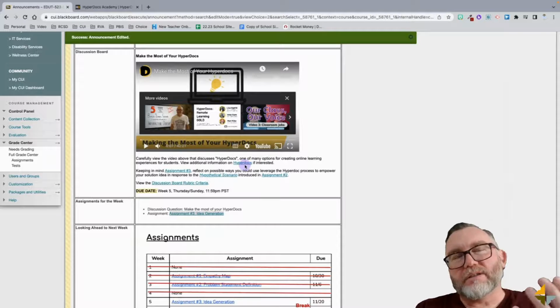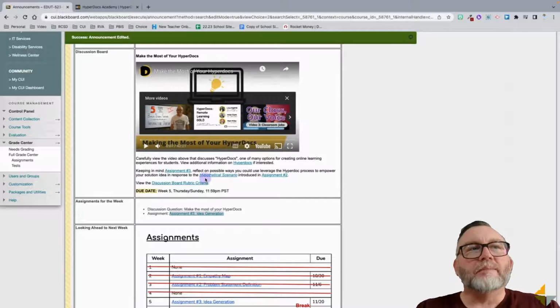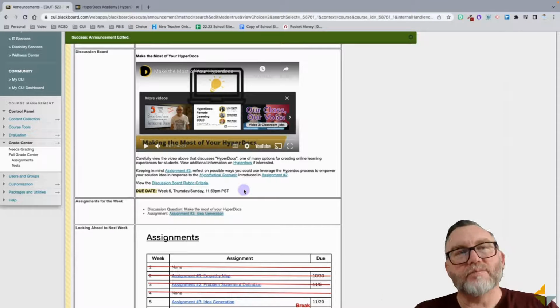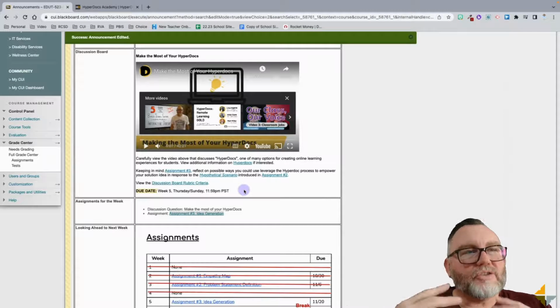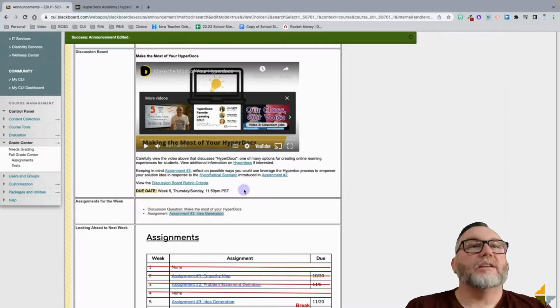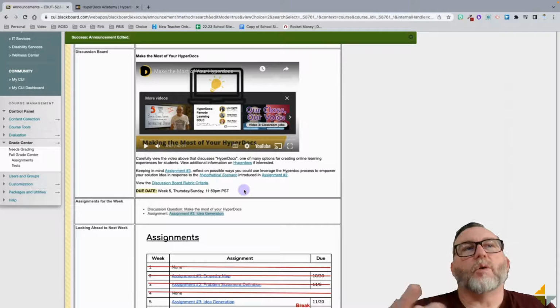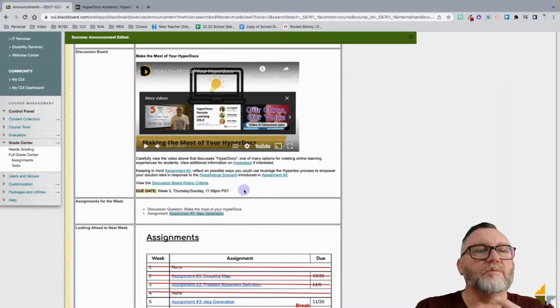And there's links obviously for more information, but keeping in mind assignment 3, reflect on possible ways you can use and leverage the HyperDoc process to empower your solution idea in response to the scenario introduced in assignment 2. So that's what your discussion post is about: hey, there's this tool. How can you leverage it to support your idea generation? If you have questions, reach out to me as always.